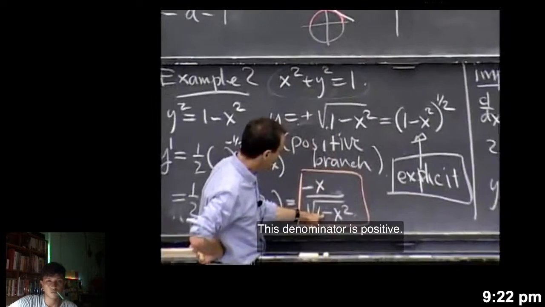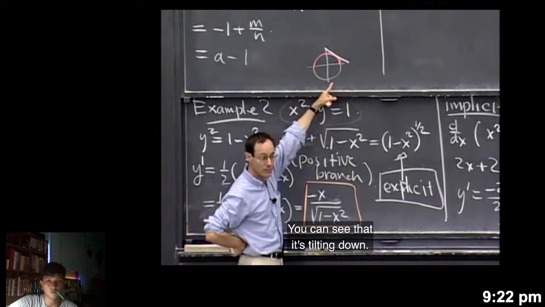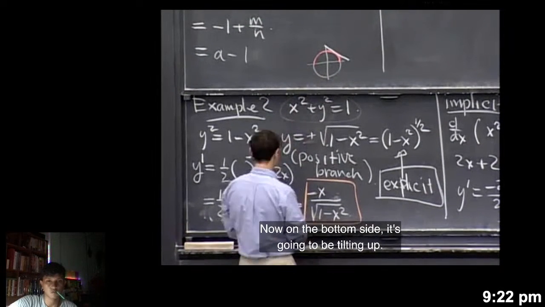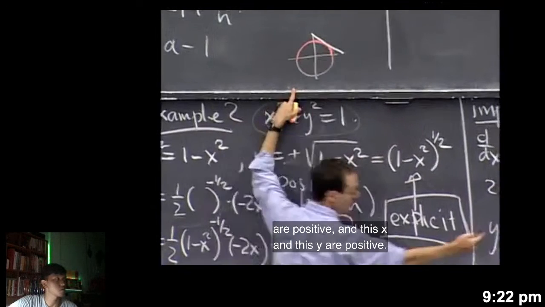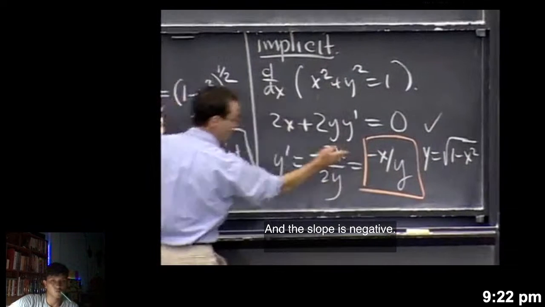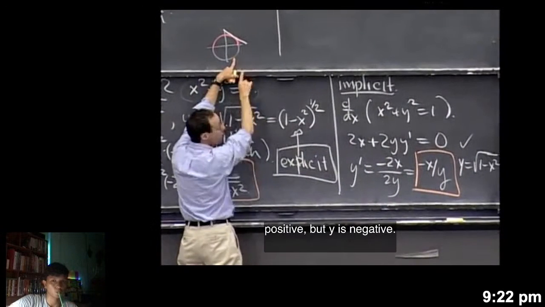All right? So it's okay. Now, on the bottom side, it's going to be tilting up. And similarly, what's happening up here is that both x and y are positive, and the slope is negative. On the other hand, on the bottom side, x is still positive, but y is negative, and it's tilting up because the denominator is negative, the numerator is positive, and this minus sign makes it a positive slope.